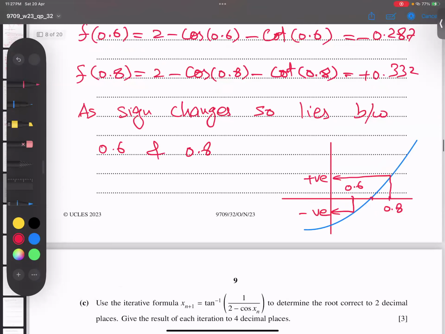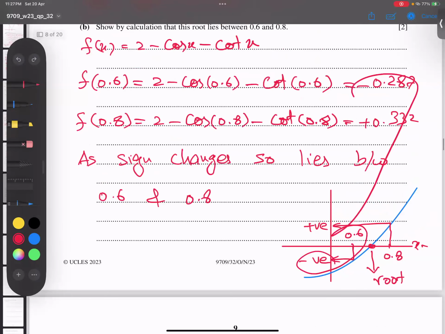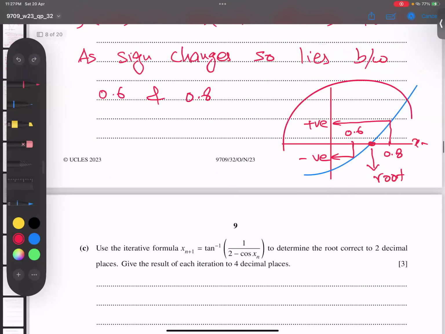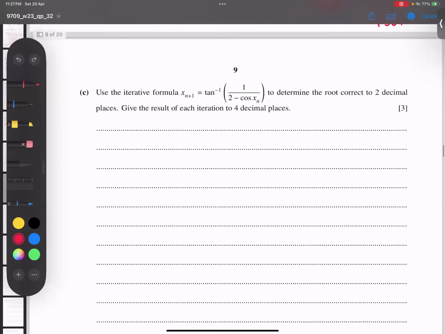And at this point of intersection with the x-axis, this number is called the root. Common sense: if the graph remains above the x-axis, no root, or below the x-axis, no root. When it intersects, that is the root. That is why at 0.6 we got a negative answer and at 0.8 a positive answer, and this sign change confirms that the curve will intersect the x-axis. This diagram is no need to show the examiner, just for your understanding.